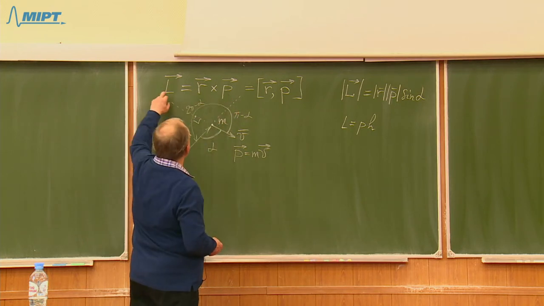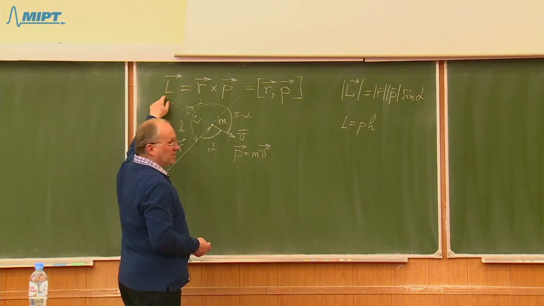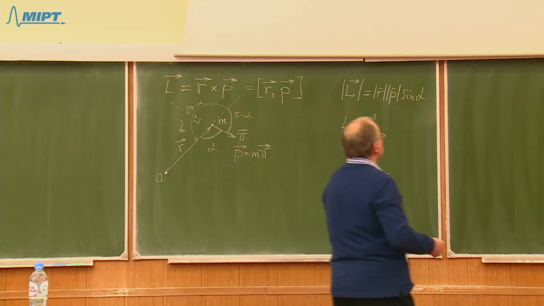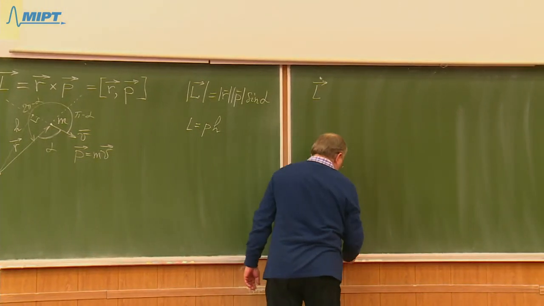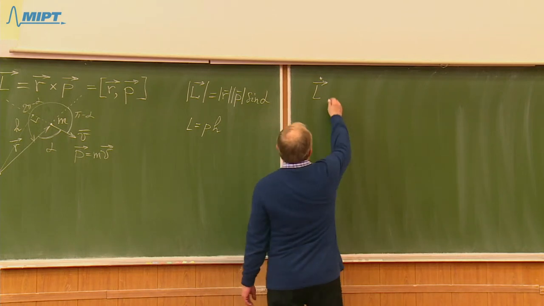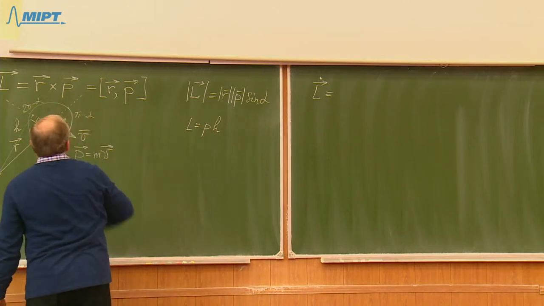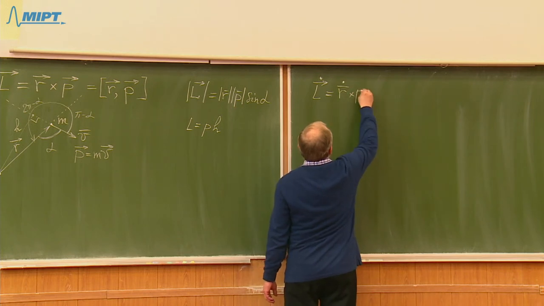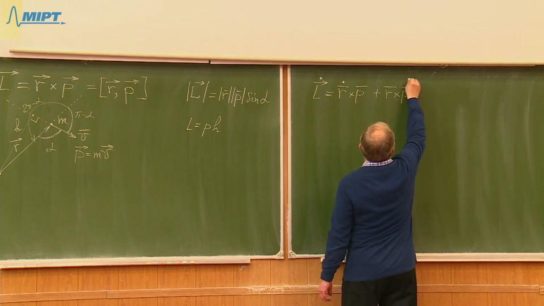It means that it's interesting to discuss what may be the rate of change of angular momentum, the rate of change of this quantity in time. So in order to study the rate of change, we have to take a time derivative of L. What is the time derivative of the product of two functions? First, we have to take time derivative of the first function. And then plus, we have to take the time derivative of the second function.